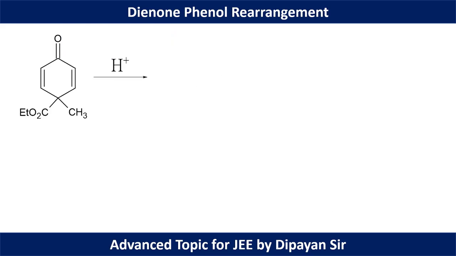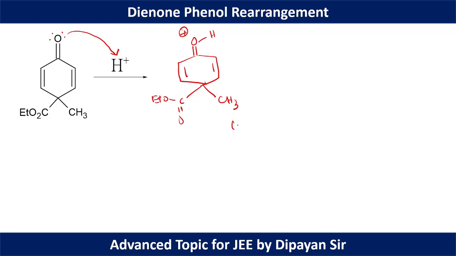For this problem, again we have to stabilize the final carbocation. Initially the lone pair will approach this hydrogen and this oxygen becomes positive, and at this position we have one electron donating group and one electron withdrawing group. Okay, so this is the electron donating group, this is the electron withdrawing group.